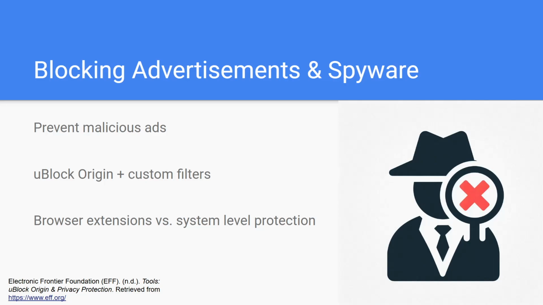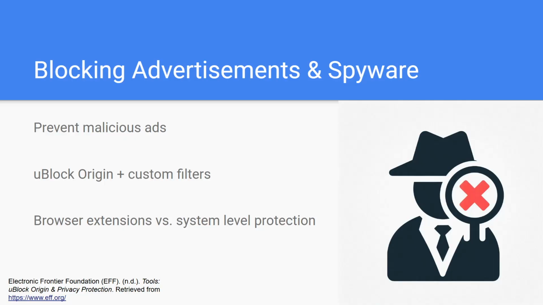So a lot of ad networks aren't very well policed, and attackers exploit this through something called malvertising, which is basically ads that deliver malware or redirect you to phishing sites. And then there's spyware, which is software that secretly monitors your activity and then sends it to someone else. So this is why we block them.